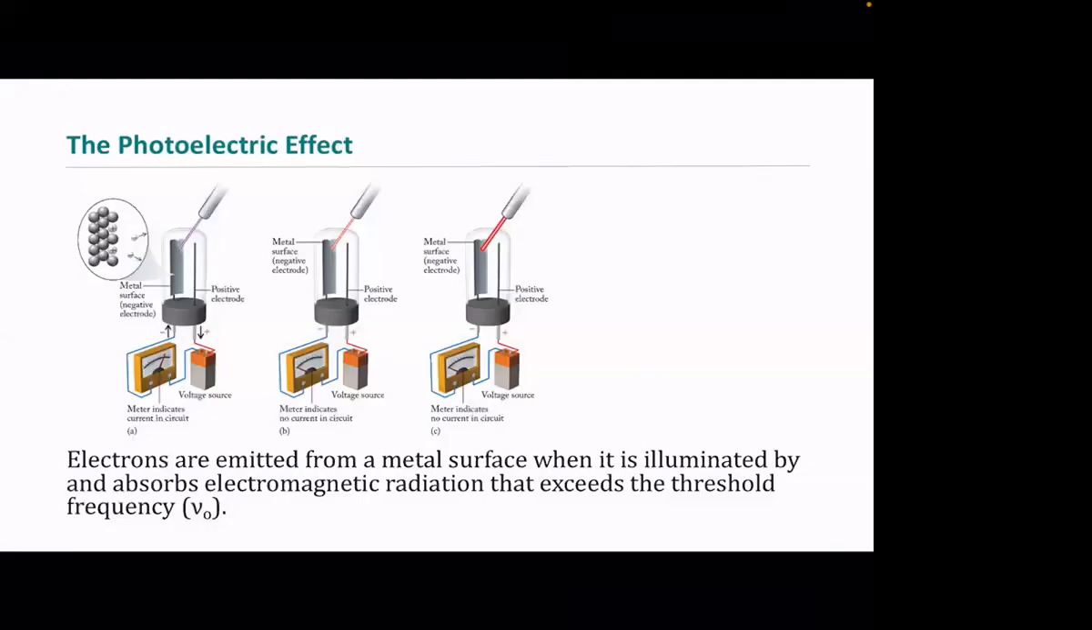Now this is the stuff I really like. The photoelectric effect. So this is Einstein's work. So what we had observed was that electrons were emitted from the metal surface when illuminated by, what is that? Is that a sentence? Electrons are emitted from a metal surface when it is illuminated by, and absorbs, electromagnetic radiation that exceeds the threshold frequency.